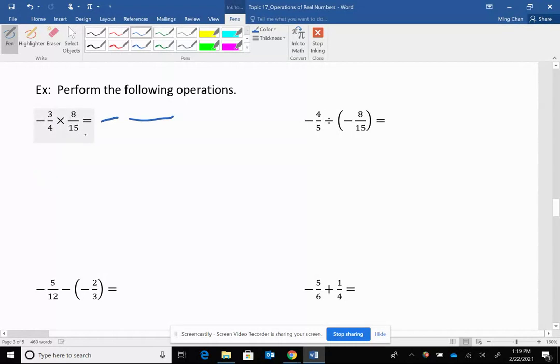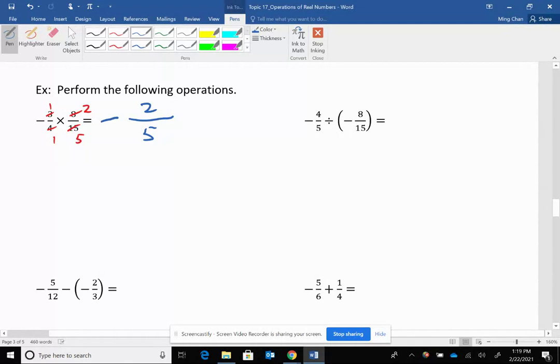Multiplication of fraction means we will reduce top and bottom first before we multiply. So I know the top 8, bottom 4 can be reduced by 4. They give me 1 and 2, right? I know the 3 on the top and the 15 on the bottom can be reduced by 3. That will give me 1 and 5. So 1 times 2 is 2. 1 times 5 is 5. My answer, -2/5.